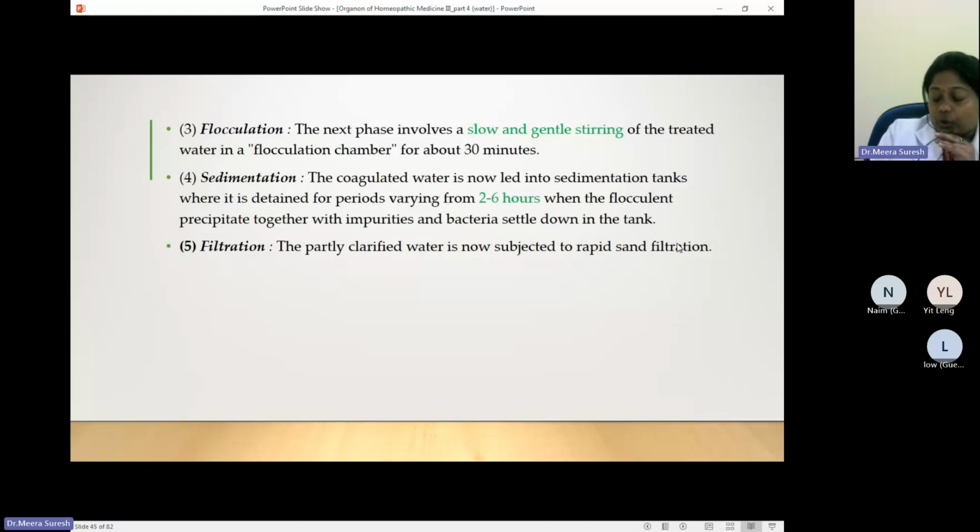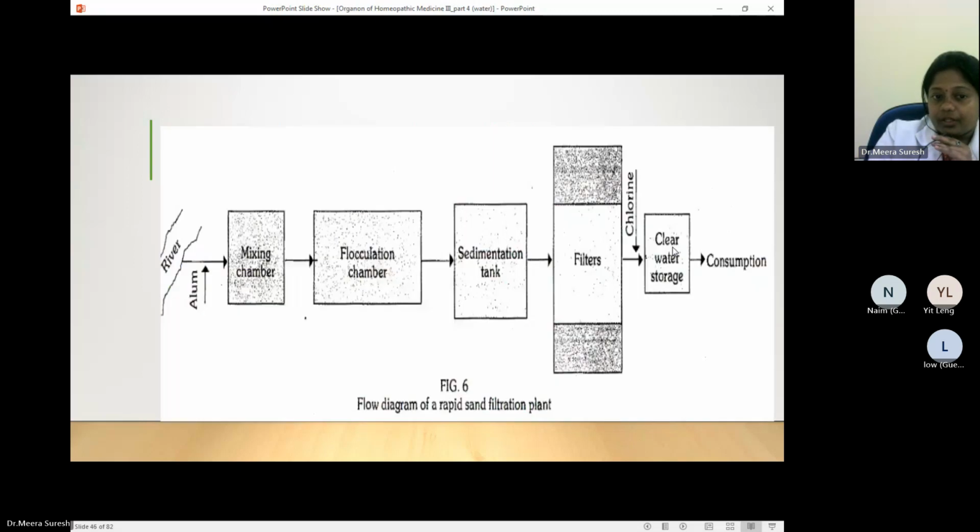So in case of slow sand, no such pre-treatment happened. It was just allowed to store for a longer time and then allowed to pass through the sand layer, slowly percolating. But over here, that is why it is called rapid also. It is done so soon. So initially the water is mixed with some alum, then it is rapidly mixed, then it is gently stirred and allowed to sediment for a longer time, around 6 hours, so that the suspended impurities get settled down. And then it is ready to go through the second process, that is the filtration.